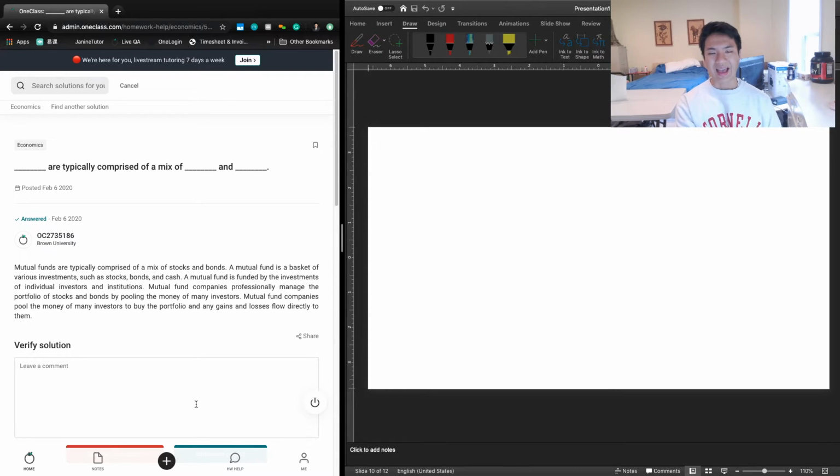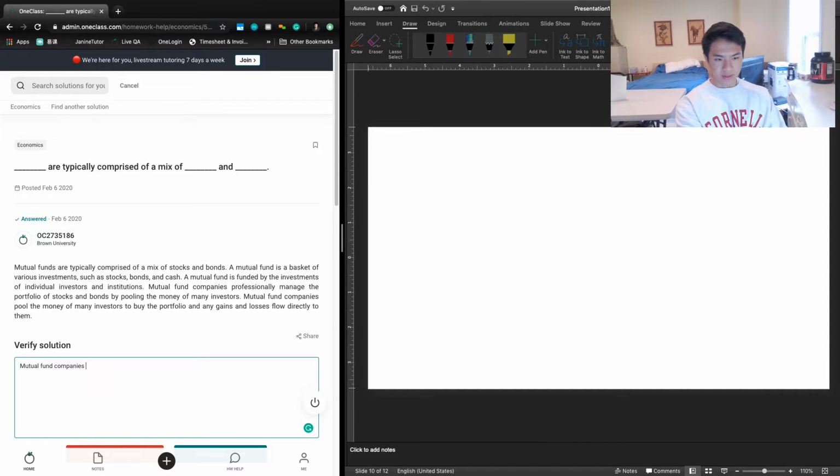So I think that last part is a little bit misleading. Mutual fund companies pool the money of many investors to buy this portfolio, or assemble this portfolio is more accurate, the word. And that's true. But in exchange for the money of the investors, what they're promising is shares of the returns. Gains and losses do not flow directly to them, as in the companies or the managers, although they may get a cut. The gains and losses flow back to the investors, right? And so I think that's something that we want to modify here.